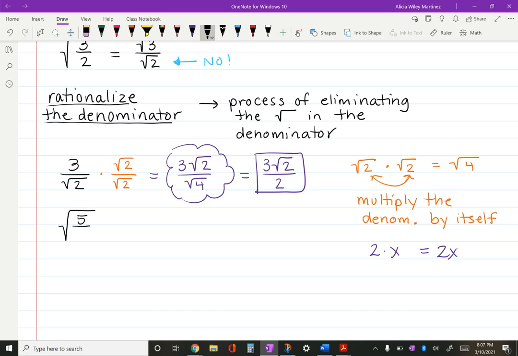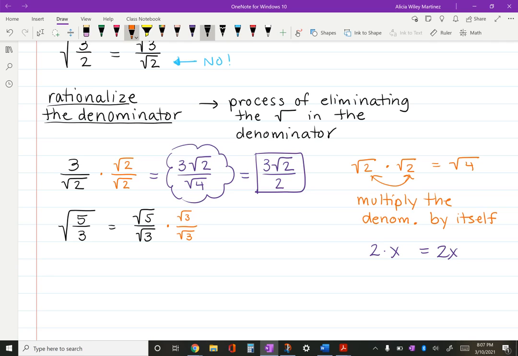So if I have the square root of 5 thirds, I know that that is the square root of 5 over the square root of 3. You cannot do anything with the square root of 5, but you can definitely do something with that square root of 3 because you don't want it to be there. So what you're going to do is you're going to multiply that denominator by itself. And with fractions, whatever you do to the denominator, you must do to the numerator to keep it equivalent.